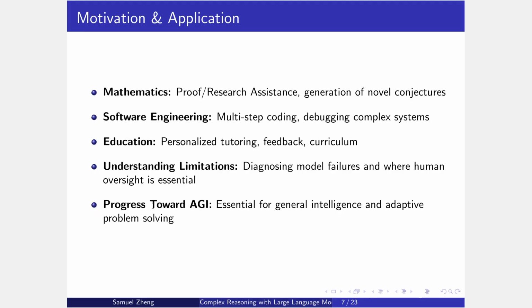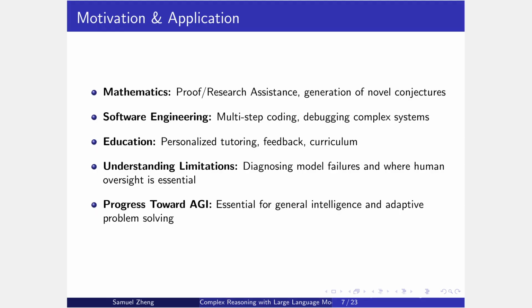In mathematics, we're looking at AI systems that can provide proof assistance, help with research, and even generate mathematical conjectures. In software engineering, we need AI that can handle multi step coding problems and debug complex systems effectively. In education, imagine AI tutors that could provide personalized instruction and detailed feedback based on genuine understanding of the subject matter. Understanding these limitations also helps us diagnose where models fail and where human oversight remains essential.